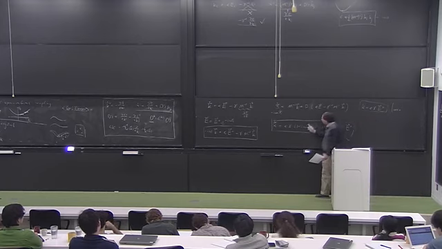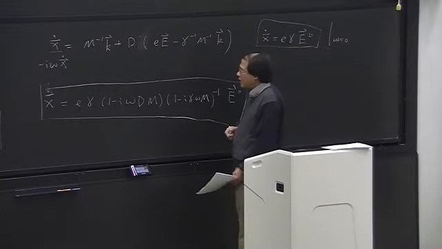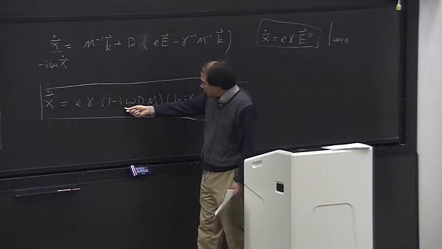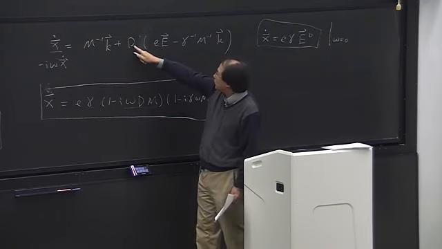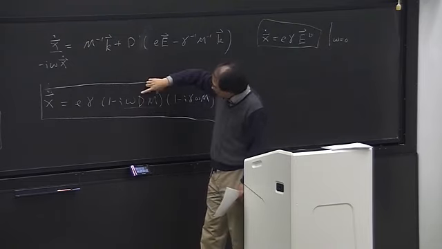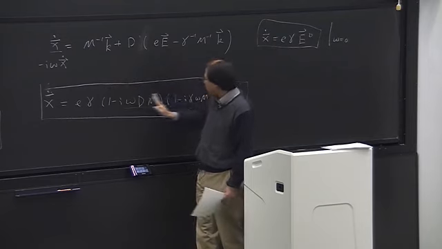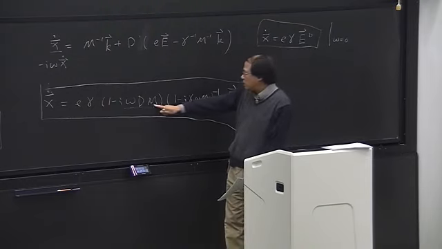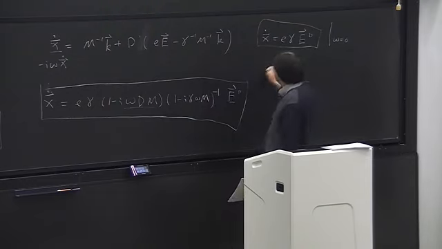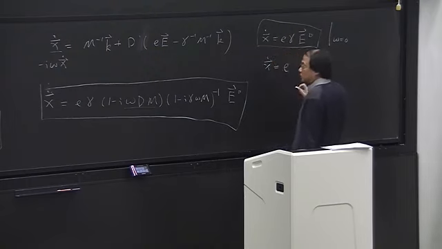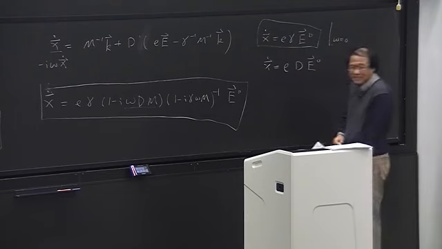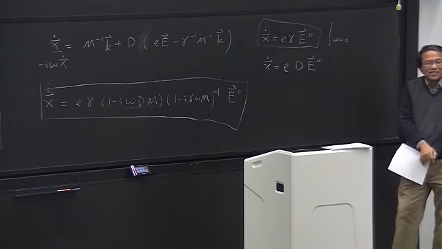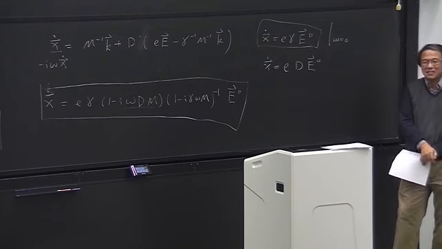However, when the frequency is very high, much higher, so that this combination, this is a matrix, D is also a matrix, M is a matrix, is much bigger than one, we can drop the one. When you drop the one, something interesting happens because this M and this M inverse cancel. So the x dot at high frequency becomes E D. Something universal, not depending on gamma.